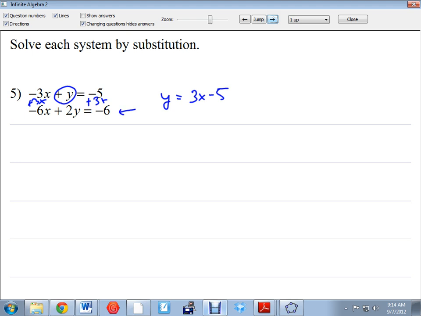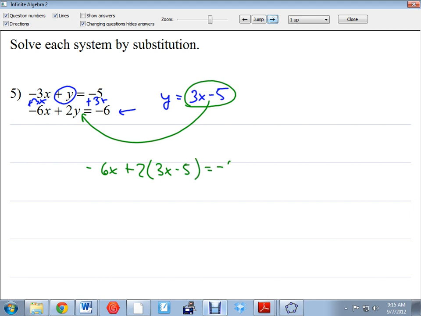So we do the same general process. We have something that y is equal to, a 3x minus 5, and I'm going to replace the y in the other equation with that. So we have a negative 6x plus 2 times 3x minus 5 is equal to negative 6. And we can go through the same general process, distributive property, negative 6x plus 6x plus or minus 10 is equal to a negative 6. And then we, of course, combine our like terms.